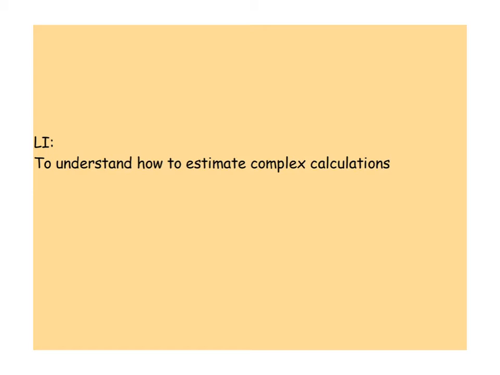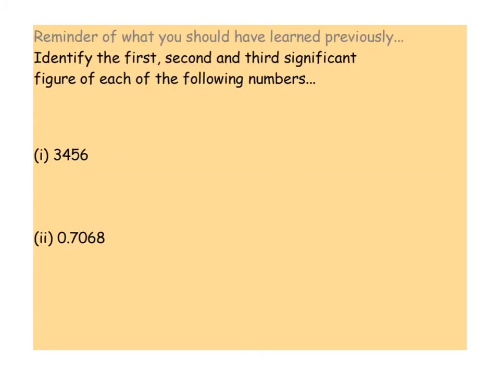Now, you should have completed task 130 on Hegarty, so rounding to significant figures should be no problem to you. And just to double check that, we're just going to have a look at some significant figures stuff first. So, pause the video and have a go at this question, where I'd like you to just tell me what the first, second and third significant figure of each of the following numbers are. So pause the video and have a go at that.